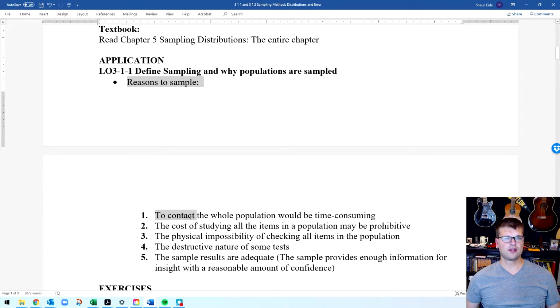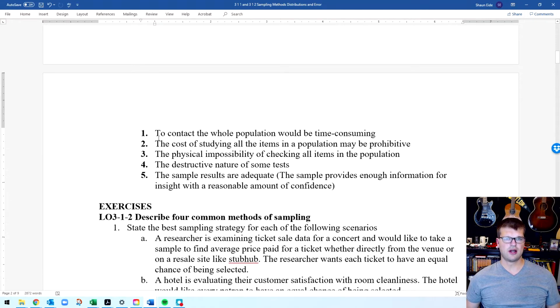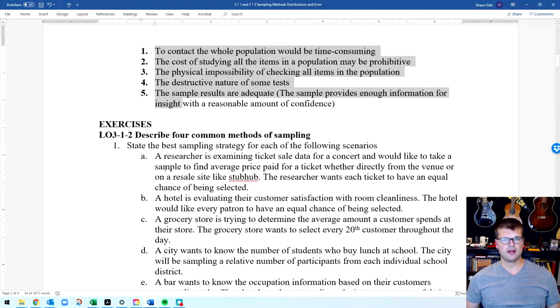Okay, so reasons to sample. These are reasons why we sample. And the lecture goes over this, so I'm not going to go over this in too much depth right here, but you can see these are different reasons why we would sample. And then coming down here, this is when we actually start doing some of the homework.